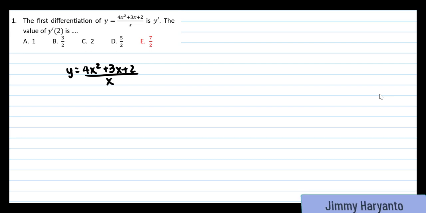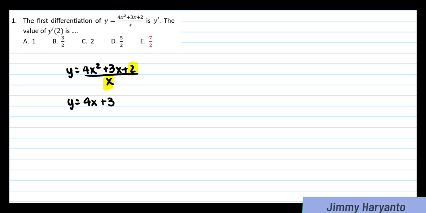You cannot differentiate this directly because we have division. And we know that the numerator can be divided by the denominator. So let's do the division first. First, you have to divide 4x squared with x. You will have 4x, and then you will divide 3x with x. You will have plus 3, and then you will divide 2 with x. You will have 2 over x, and then I will take the x to the top like this, and after this you can differentiate it directly.